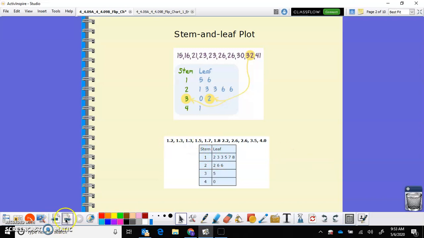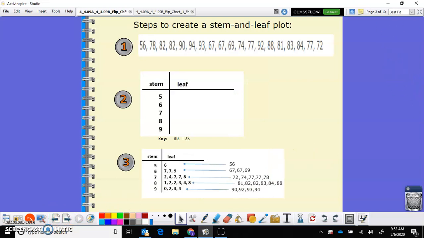Okay, all right. So the steps to create a stem and leaf plot. The first thing you're going to do is take your numbers and put them in order from least to greatest. It's going to be kind of hard for me to do here on the screen, so I am going to skip that part. I'll do it on another piece of paper.